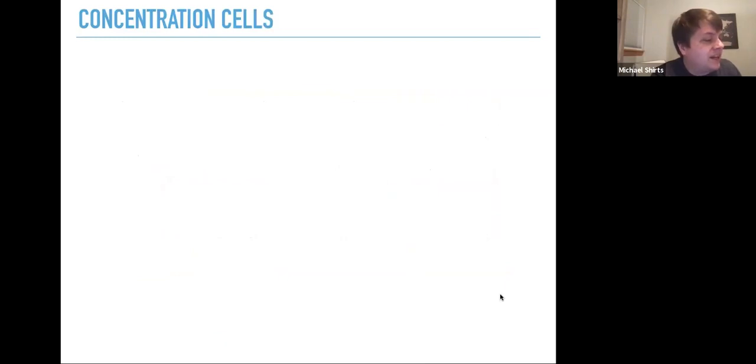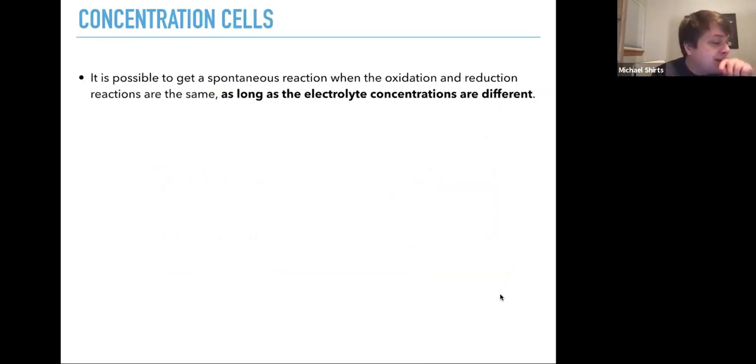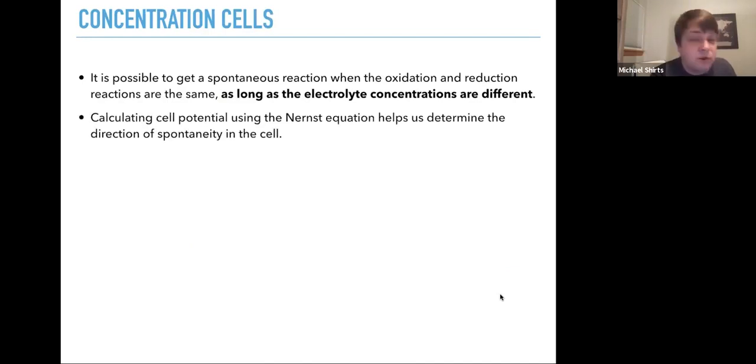So specifically, with a concentration cell by itself, it's possible to get a spontaneous reaction where the oxidation and reduction reactions are exactly the same as long as the electrolyte concentrations are different. So you plug that into the Nernst equation, and in that case, of course, because it's the same oxidation and reduction happening, then E standard state is 0. But you can still have a cell potential because you still have the minus RT over nF log Q there.